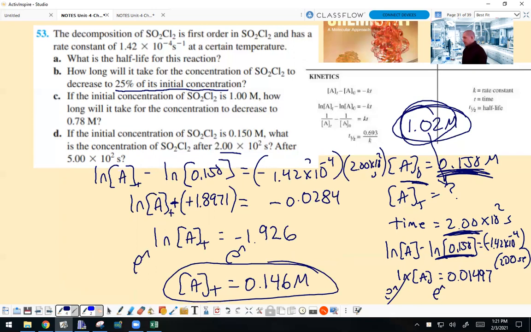So it wasn't my syntax or my calculator. It was just me trying to go too fast and dividing instead of doing the algebra right. See, now that number makes sense. So now after 200 seconds, the molarity drops to 0.146. That's why I tell you when you're doing these problems, see if your answer makes sense. I knew something wasn't right with that first one, but again, it was just an algebra mistake.